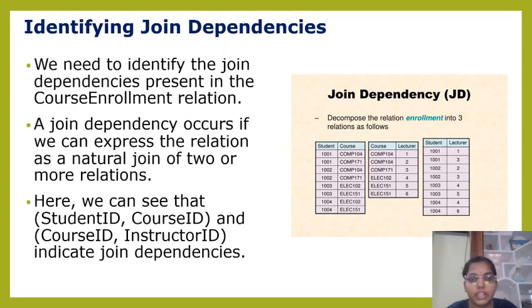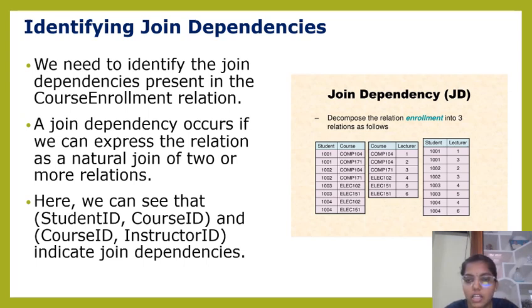Identifying joint dependencies. We need to identify the joint dependencies present in the course enrollment relation. A joint dependency occurs if we can express the relation as a natural join of two or more relations. Here we can see that student ID, course ID and course ID, instructor ID indicate joint dependencies.